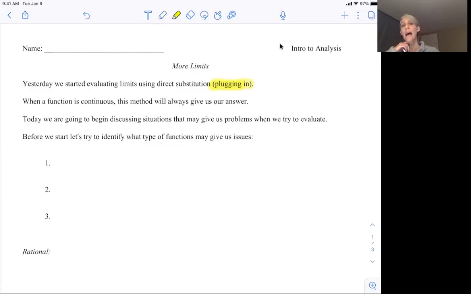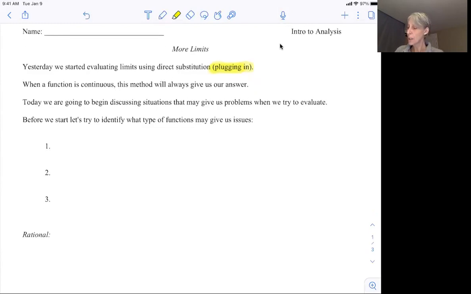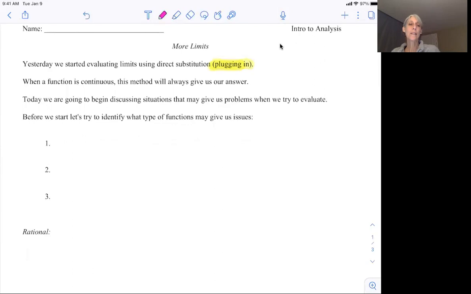Those are going to happen when our functions are not what we call continuous, or when we have places where our function may be undefined or some other issue going on with the problem. So let's begin by discussing some functions that may give us issues. And those functions are going to be our rational functions.